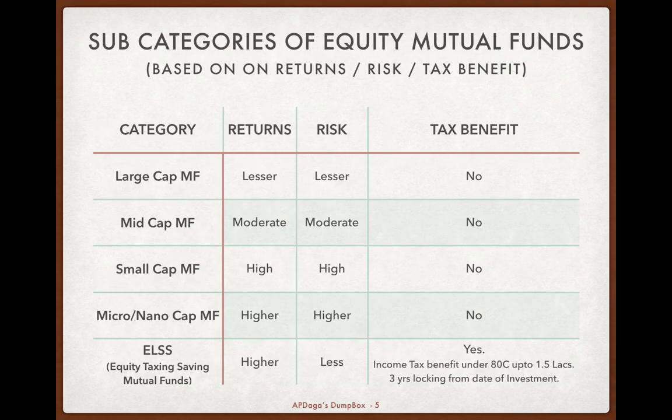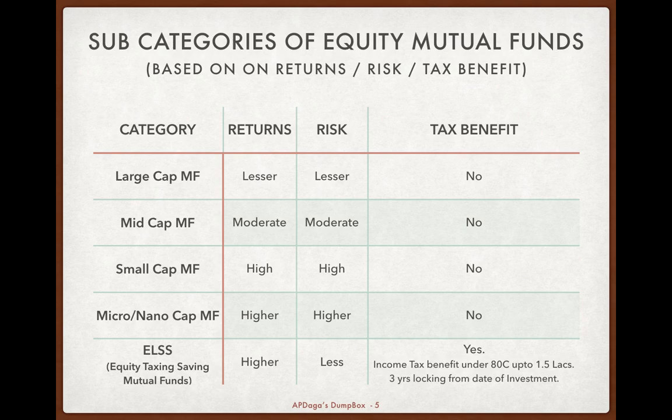Now we will talk about only equity mutual funds. In equity mutual funds there are some categories like large cap, mid cap, small cap and micro or nano cap. In these four categories you don't get any tax benefit, and its risk and return are given in the table. In large cap, risk is less but return is also less. In mid cap, both are moderate. In small cap, risk and return are high. In micro cap, it is even higher.